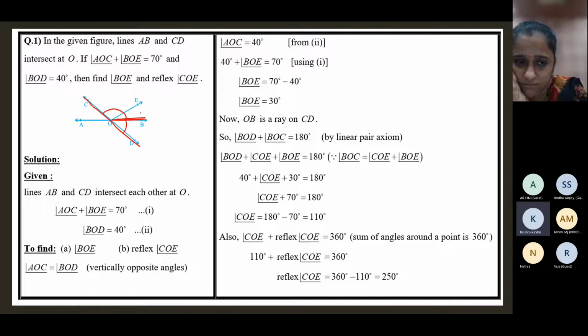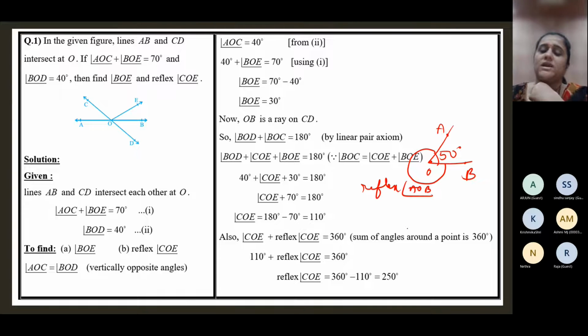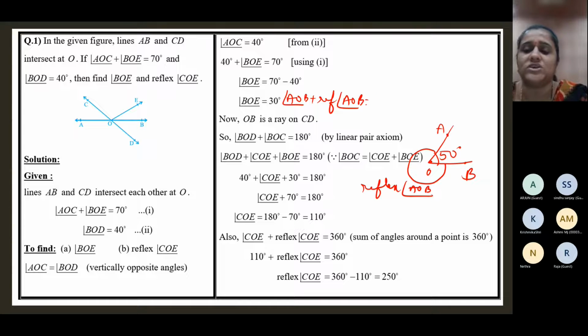Ma'am, angle COE, ma'am. Okay. Now, do we all know this? Supposing this is an angle, and say we call it angle AOB. And if this is, say, 50 degrees, this is called the reflex of AOB. This is called the reflex of angle AOB. And angle AOB plus reflex of angle AOB will be equal to 360 degrees.